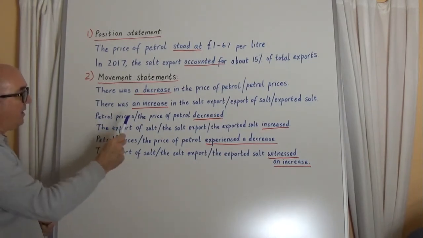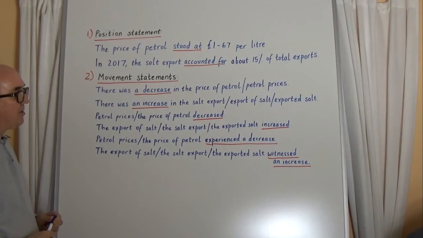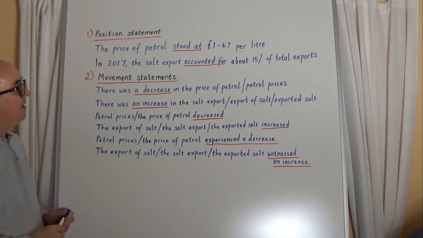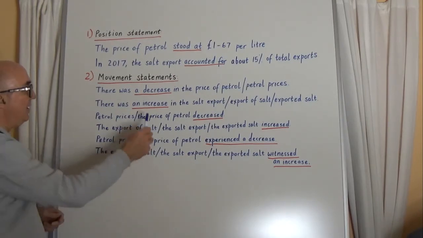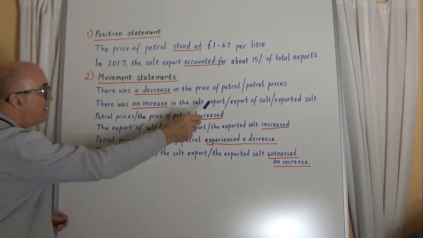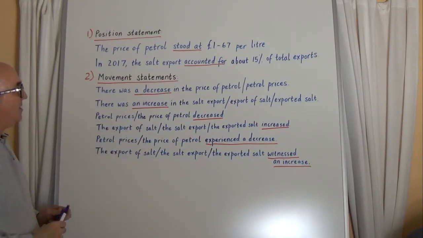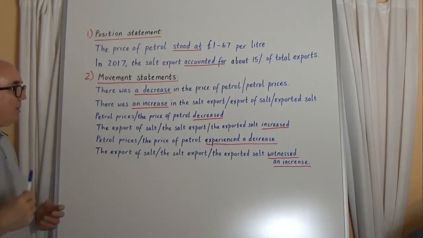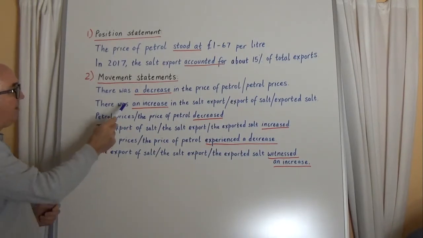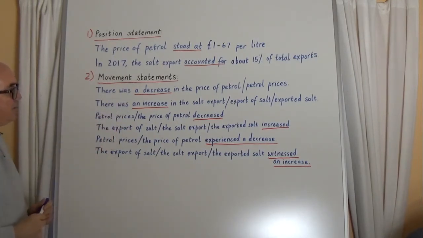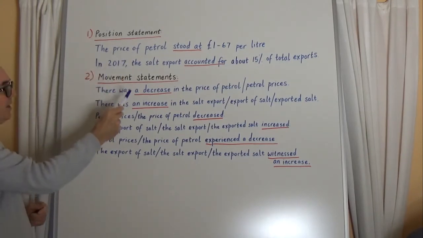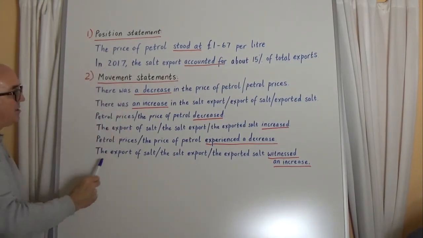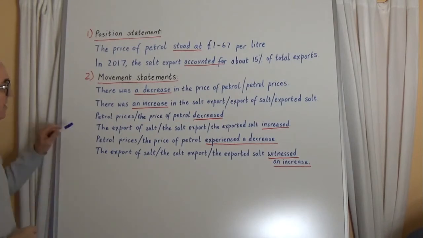Now, there was an increase in the salt export, or there was an increase in the export of salt, and there was an increase in the exported salt. All are possible, but again, these are the phrases we're looking to use. Stood at, accounted for, a decrease, an increase. We come down to here.